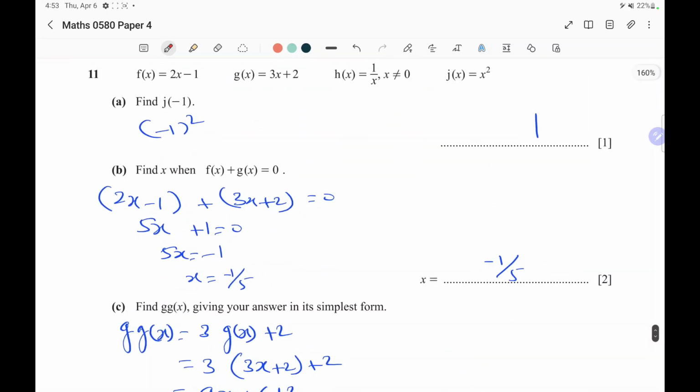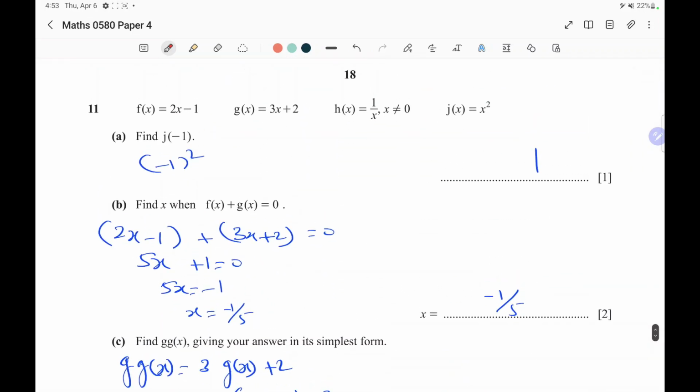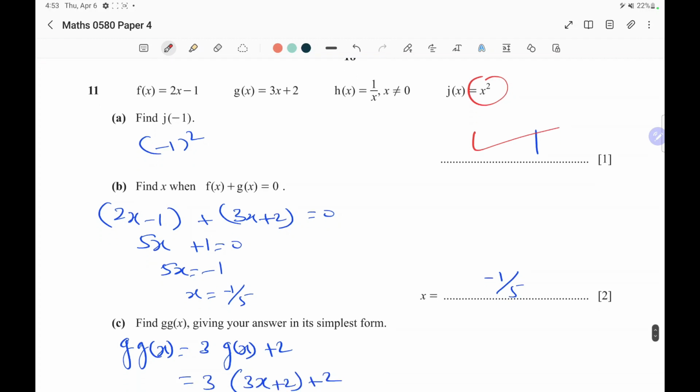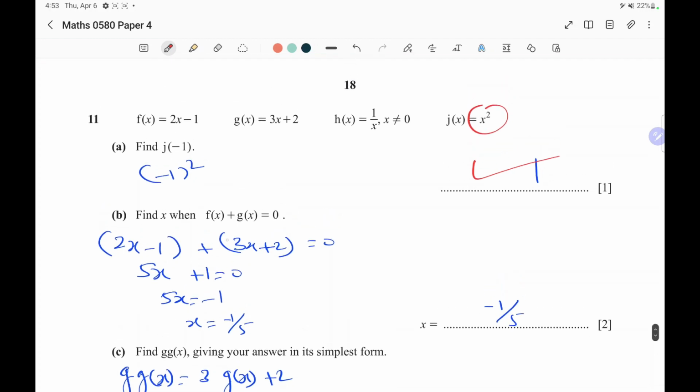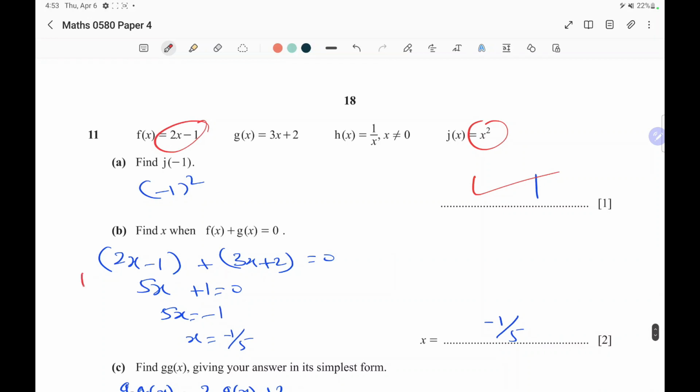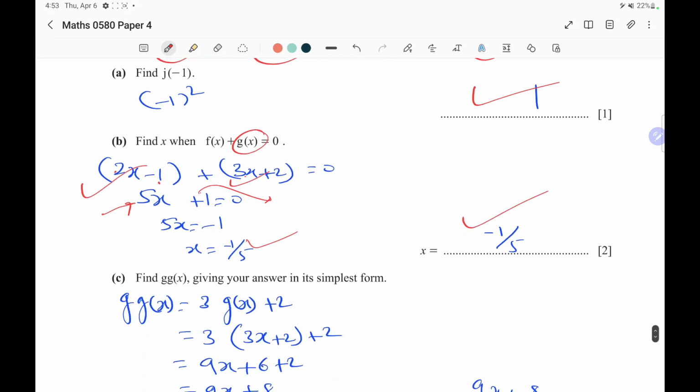Okay, now come to question number 11. So that is based on functions f(x), g(x), h(x) and j(x) given. J of -1, where is j? Oh, here. So this is -1, j of -1. So -1 squared is +1, 3 marks. Find x when f(x) plus g(x). So f(x) is 2x minus 1 here. g(x) is 3x plus 2 here. Now 3x plus 2x, 5x, and -1 plus 2, plus 1. Shift to right side, -1, divide by 5, -1 over 5. Simple.